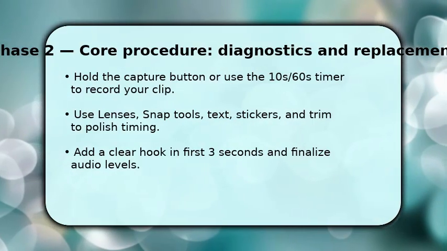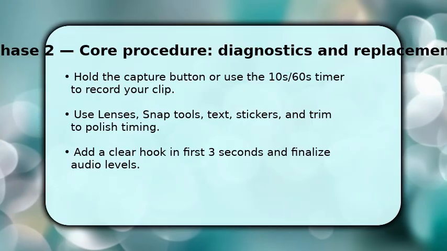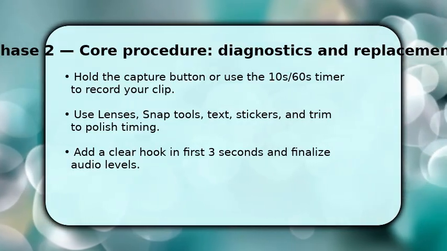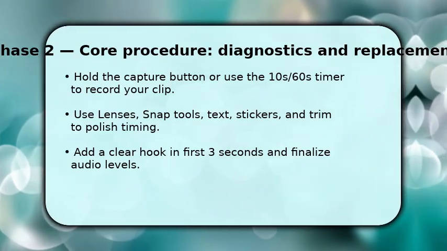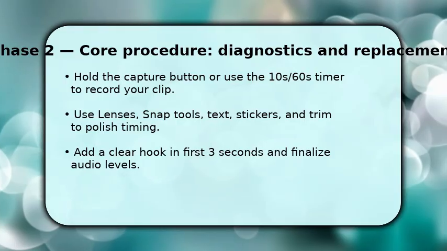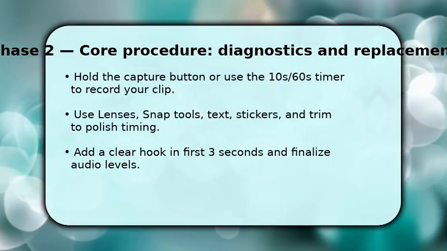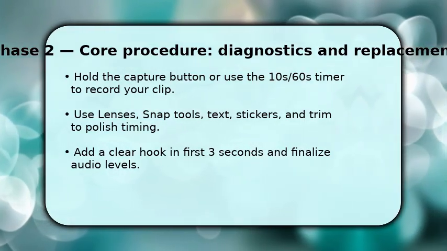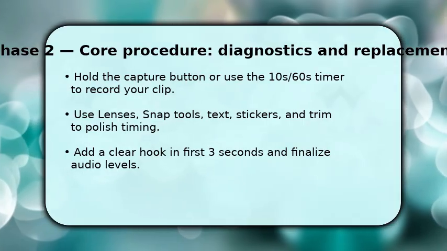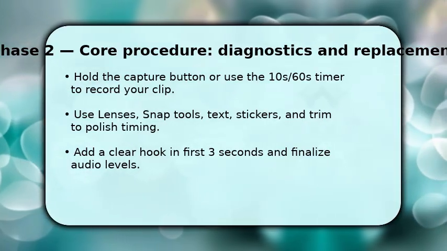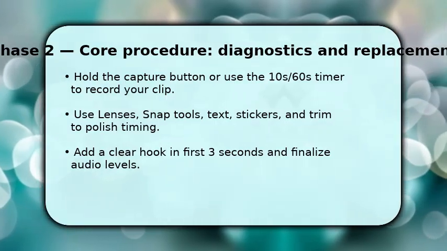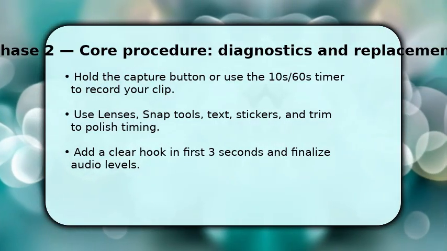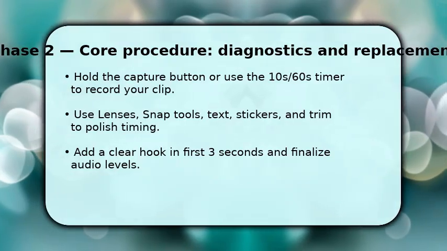Now record with purpose. Press and hold the capture button or select the 10/60s option to match spotlight limits. While filming, place your hook in the first 3 seconds. This grabs viewers fast. Once recorded, swipe to edit, trim to tighten pacing, add a lens or visual effect, overlay concise text and stickers for context, and balance audio so voice and music don't clash. Make sure transitions are smooth. Small timing tweaks here boost completion and share rates.